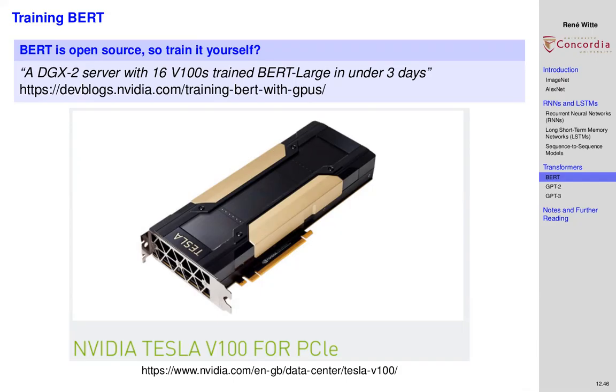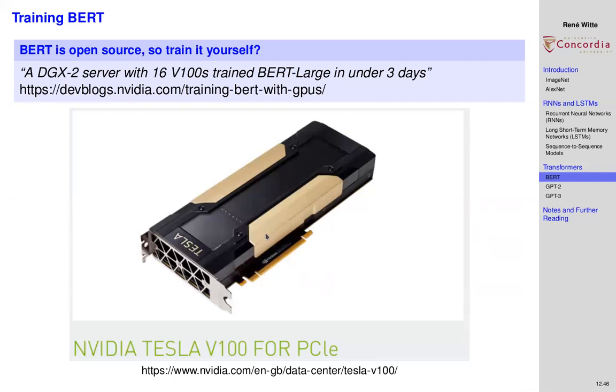However, BERT is now such a big model that you need some serious hardware behind it. In one reference I found, if you want to train BERT in this BERT large version, you need a DGX2 server, which is an NVIDIA server architecture that has 16 GPUs of type Tesla V100. This is a GPU that doesn't have any kind of video output. They're really used just for AI purposes. So with 16 V100s, it still took 3 days to train.